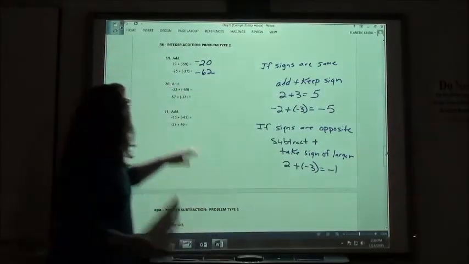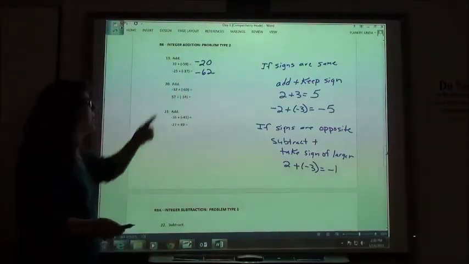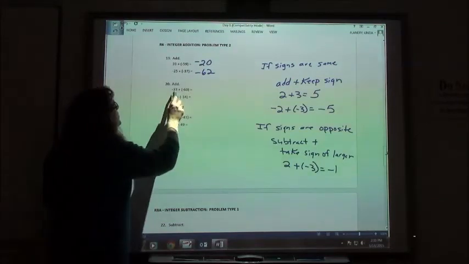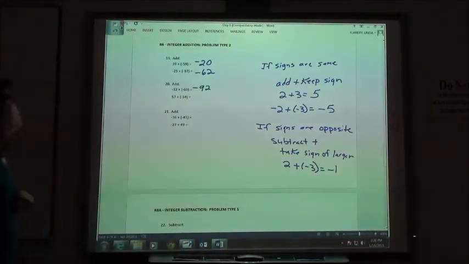Number 20. Negative 32 plus a negative 60. They're both negative. I'm going to add and keep my sign. So if I add them, I get 92, and my sign is going to be negative.